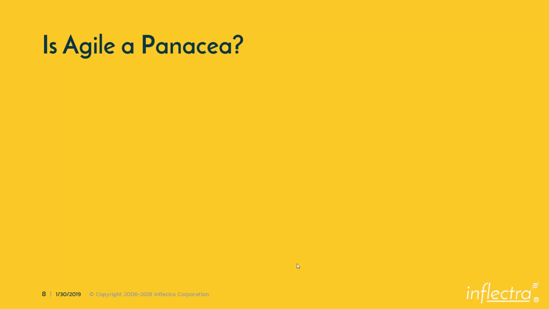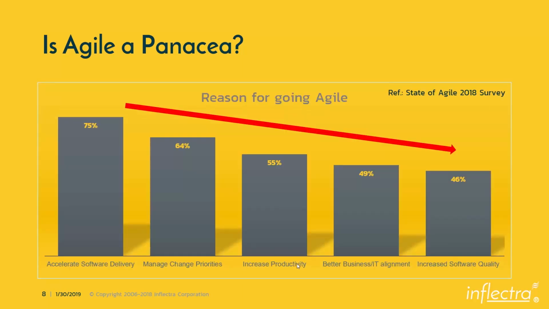Perhaps because of the short time focus on iterative and incremental delivery, 75% of the industry says accelerating software delivery is the reason for going Agile. But if time is fixed and scope is variable, only 46% of the people claim increased software quality. What good is software without adequate quality?